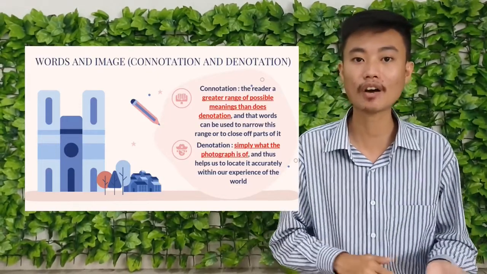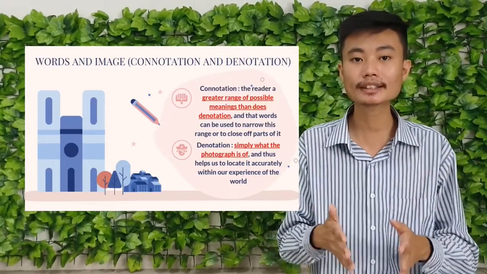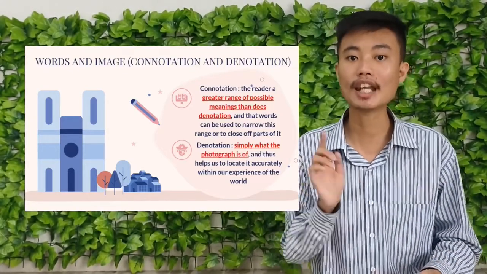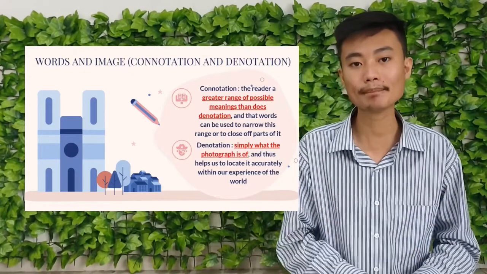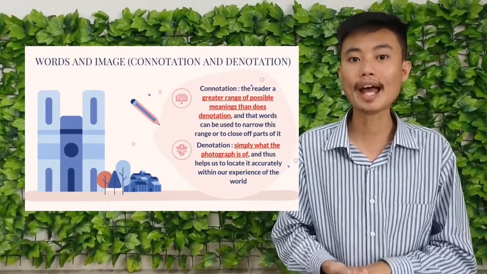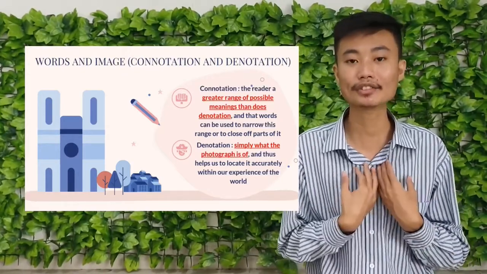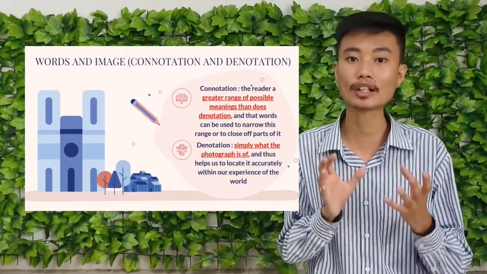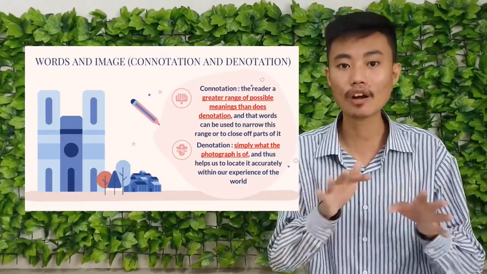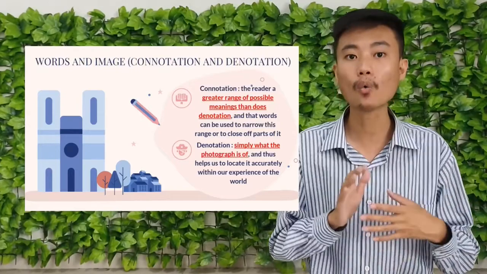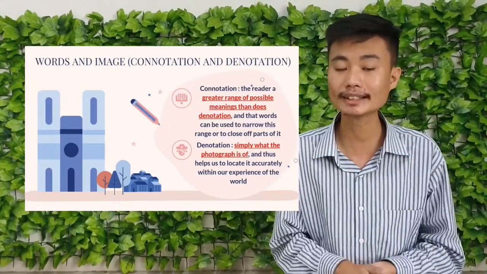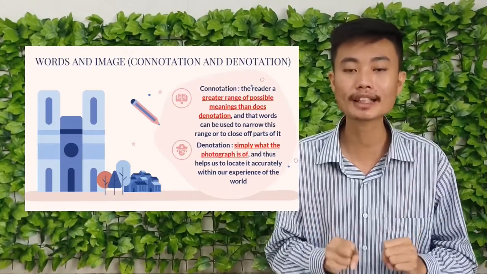Another function of words is what Barthes calls denomination. Denomination tells us simply what the photograph is of, and thus helps us as readers to locate it accurately within our experience of the world. Each of these denominations would have closed off certain meanings and led you to understand towards others.